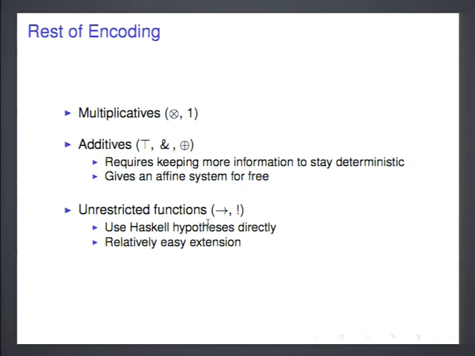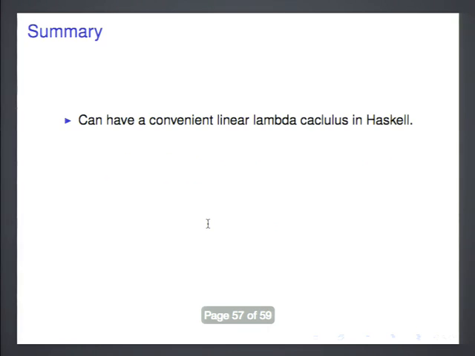And it also includes unrestricted functions. This is not too hard to do because you can use Haskell hypotheses directly. It's a pretty simple thing to add on. It's like you have two functions. One of them is just standard higher order abstract syntax, and the other is this stuff with the linear bits. And that's basically it. So in summary, you can have a convenient linear lambda calculus in Haskell.